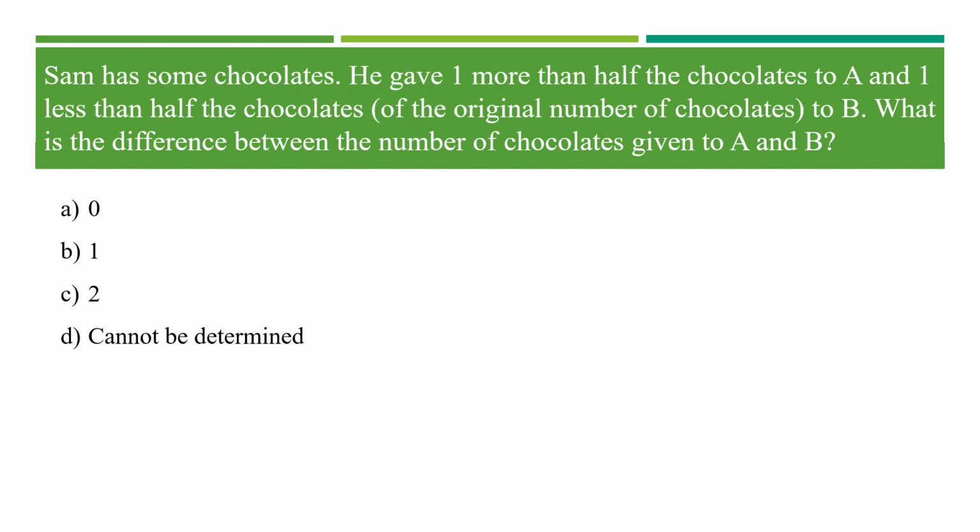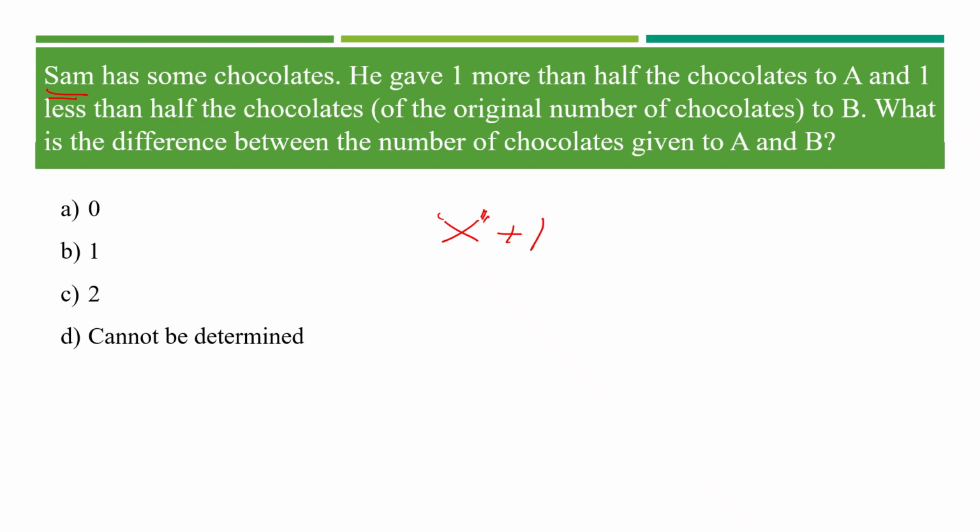Question 1. Sam has some chocolates. He gave one more than half the chocolates to A and one less than half the chocolates to B. What is the difference between the number of chocolates given to A and B? I guess by now you would have figured out the answer. It's so simple. Let me assume Sam has half the chocolate. Let's represent it as X.